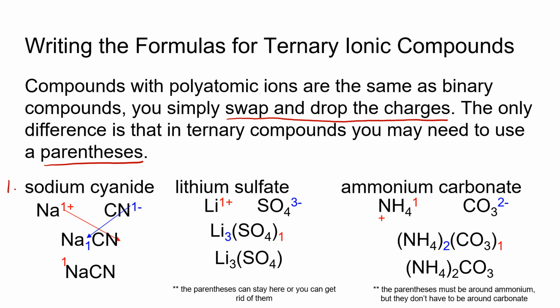Let's take a look at number 2. So in number 2, we're looking at lithium sulfate. So we'll find lithium on the periodic table. Lithium is also in group 1, so we see that it has a +1 charge. And then taking a look at our list of polys, we see that sulfate has a formula of SO4 with a 3- charge. So we will swap those charges, and we see that this 3 becomes the subscript for lithium, and that the 1 becomes the subscript for the whole sulfate ion.